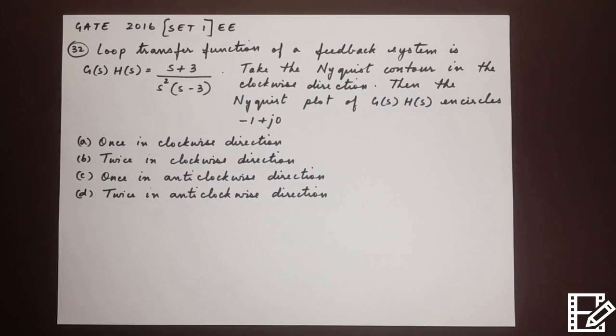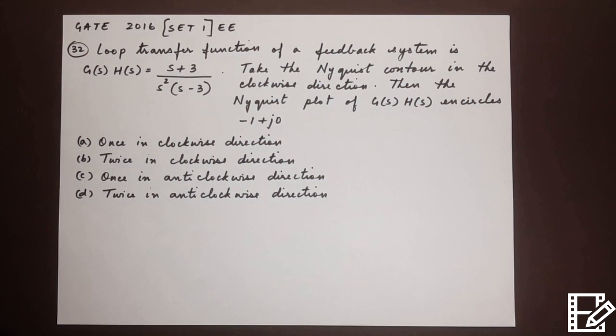Here's the next question, number 32. The loop transfer function of a feedback system is G(s)H(s) = (s + 3) / (s² (s − 3)). So this is our transfer function given to us.